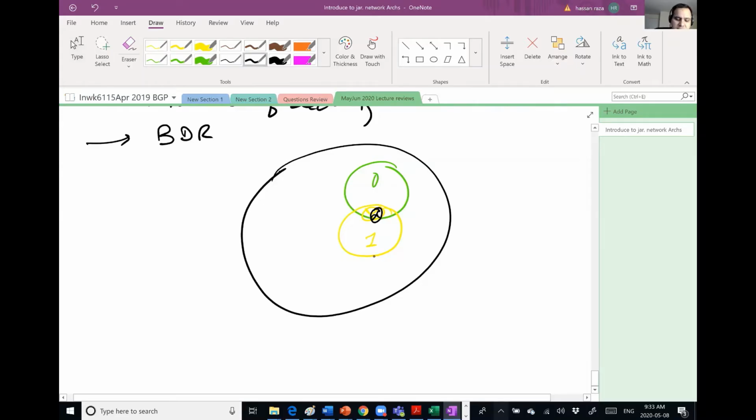Have one, then I have, let's say, another area, which is area 2. So originally what I said is that every area has to be connected to area 0 directly or indirectly. Now, see here, this area 2 is not connected to area 0. So it cannot be part of OSPF.